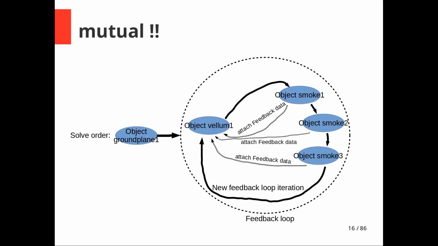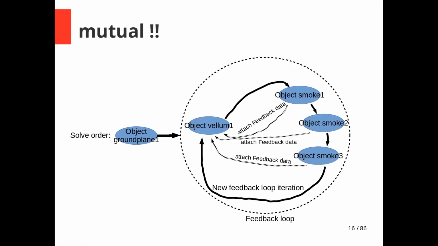In our case, one vellum and multiple smoke objects will be participating in one feedback loop. In the general case, each iteration the object being solved will use objects already solved as colliders and may add feedback data onto them. But in our case, multiple smoke objects will use vellum as collider but not interact with each other at all. So each smoke object will use vellum as collider and will add some feedbacks back onto the vellum object. When does the loop stop?